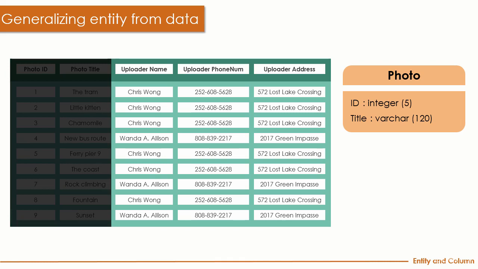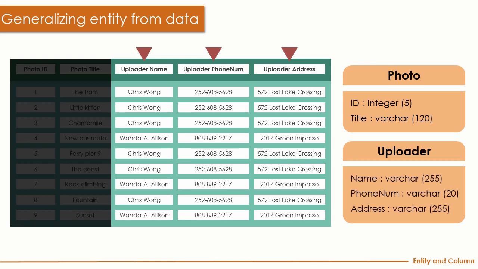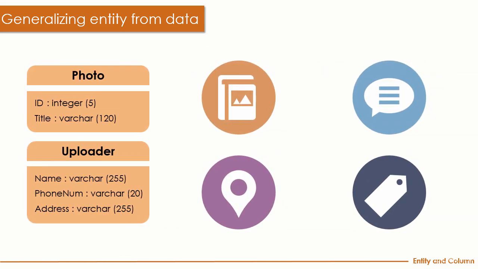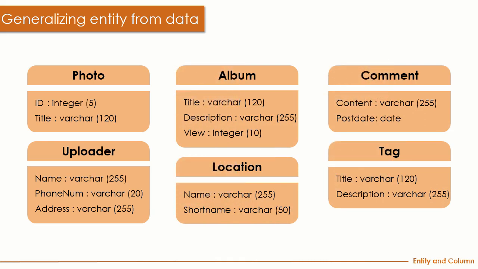Then the right-hand side is the uploader information. We split it into two tables because the uploader will upload more than one photo. We will have another lecture talking about the relationship. Then the uploader entity is created. Again, each column will become a column of the entity. We just repeat this step to analyze what data we'll store. Then we will create the other entities to store the data in the future when we develop the system.